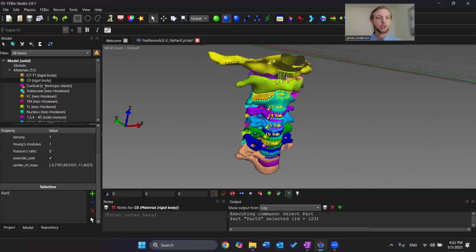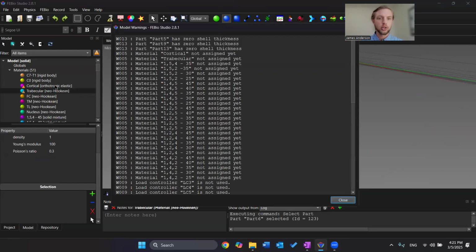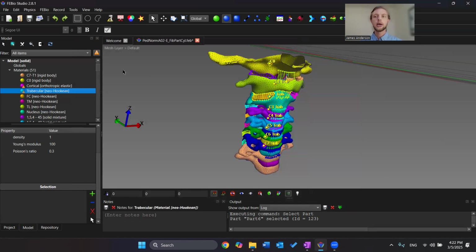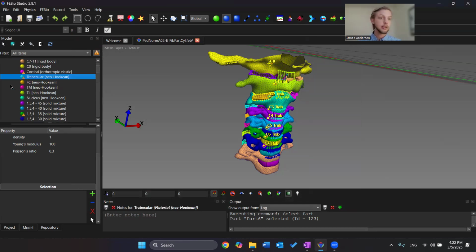Then we can go through this cortical and trabecular. We can see the little yellow triangle warning symbols right here. That means, in this case, we can click right here, and it will give all of our warnings. If we scroll down, it's just right here, cortical and trabecular. These two materials aren't assigned to anything. That's fine. It's not hurting anything for them to be there, but they're also unnecessary, just vestiges of things that people have done in the past, and I haven't seen a reason to take them out yet.